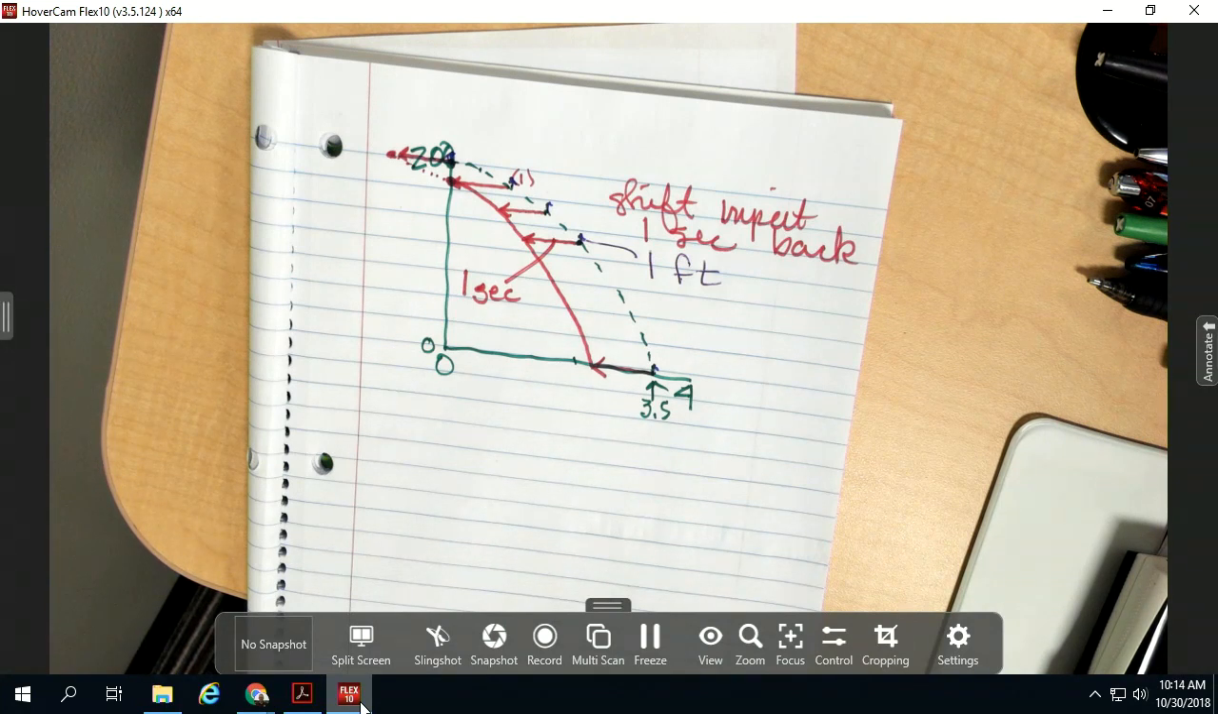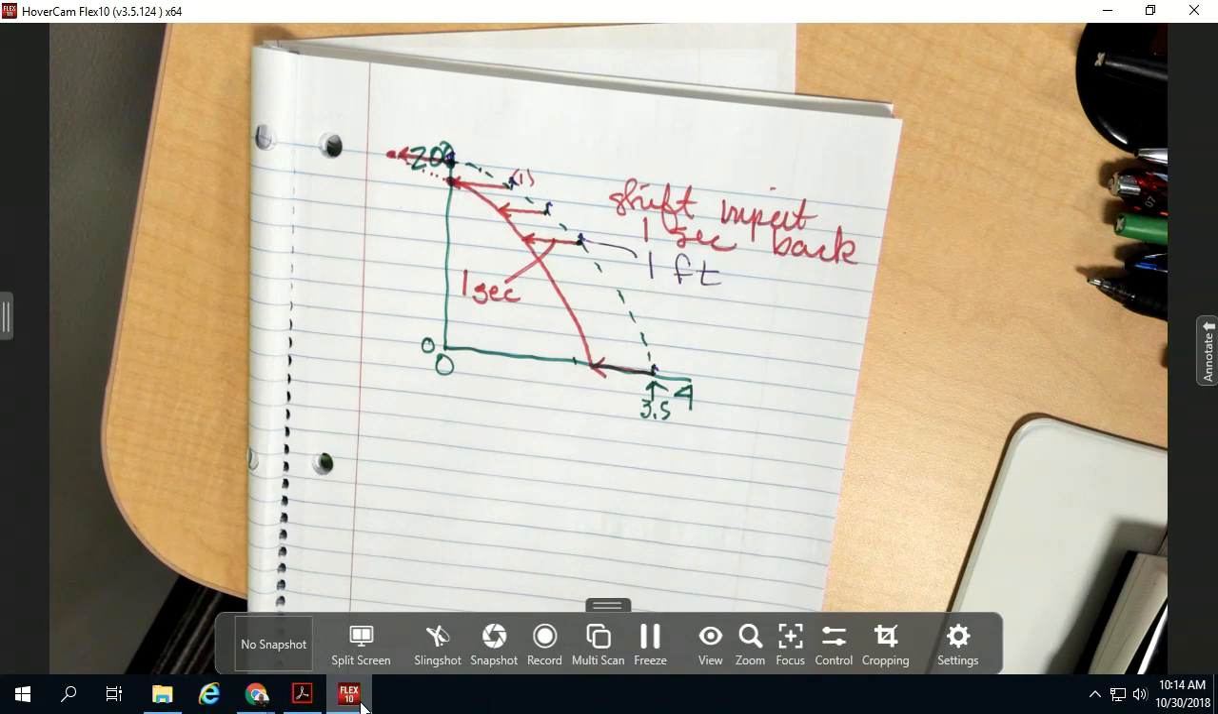Now, which direction does an input shift change it? Left and right, correct? Mm-hmm. Which direction does an output shift change it? Up and down. So that S of t plus 1 and S of t plus 1 are two different things.